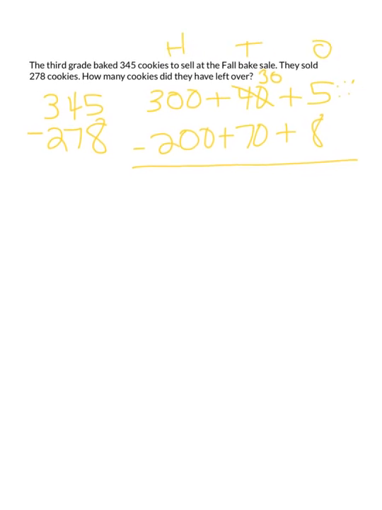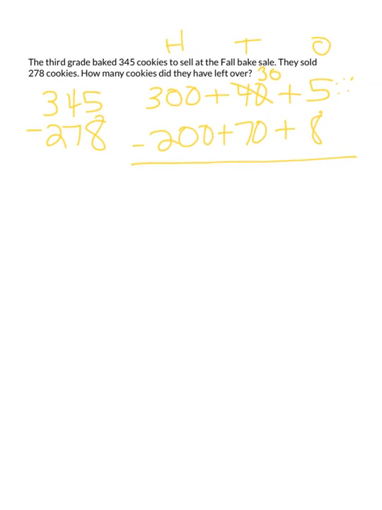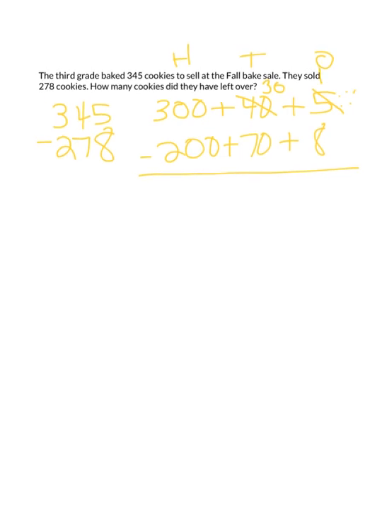And then that would make this 5, if I added a 10, 15. So now I have 15 ones minus 8 ones. 15 minus 8 is 7. So now I go to the tens place. And because I took a 10 away from 40, I have 30 minus 70, which is 3 tens minus 7 tens.